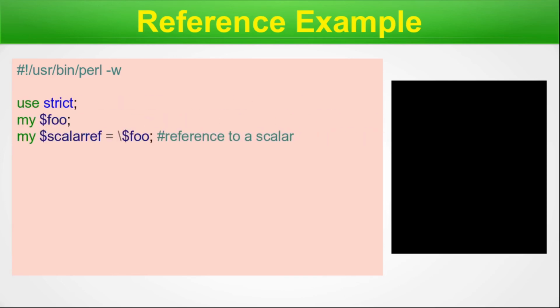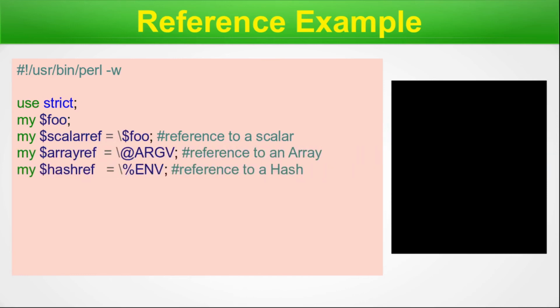Here I am discussing some of the examples. So the reference function: in this pink box goes our code, and in the black box we will have our output. So let's see our code, starting with the hashbang #!/usr/bin/perl, then use strict, my $foo, and the scalar ref is \$foo. Next comes the array ref \@ARGV, then the hash ref \%ENV, and then we have the constant ref. I have already explained this in the previous slide, and in this code we are using it.